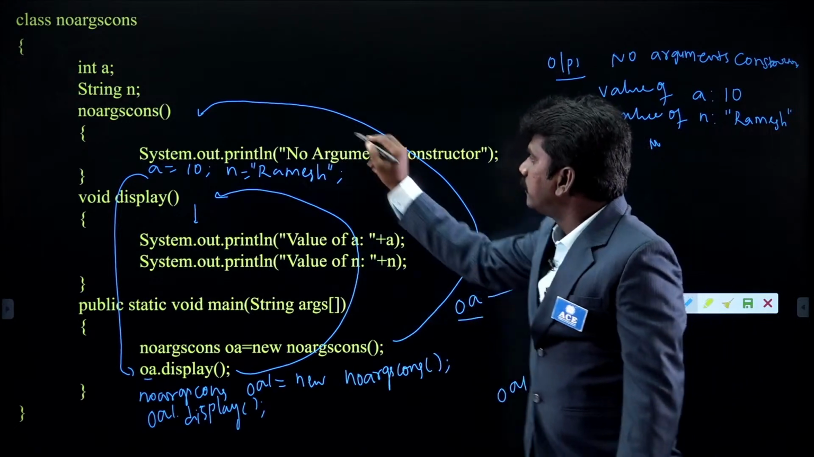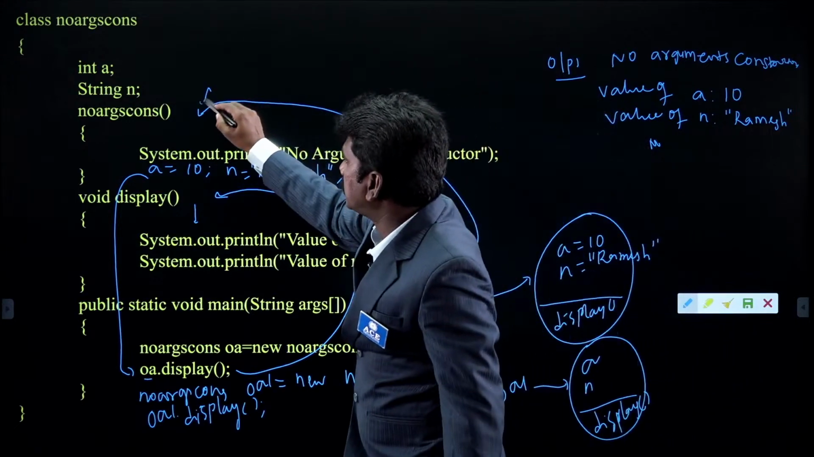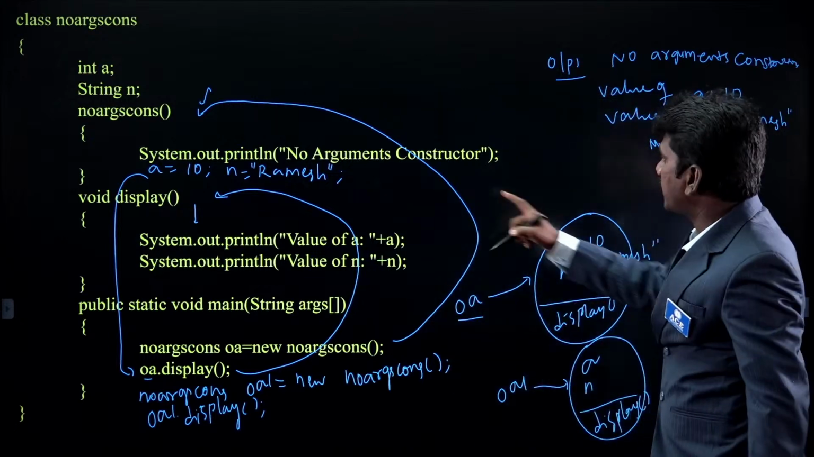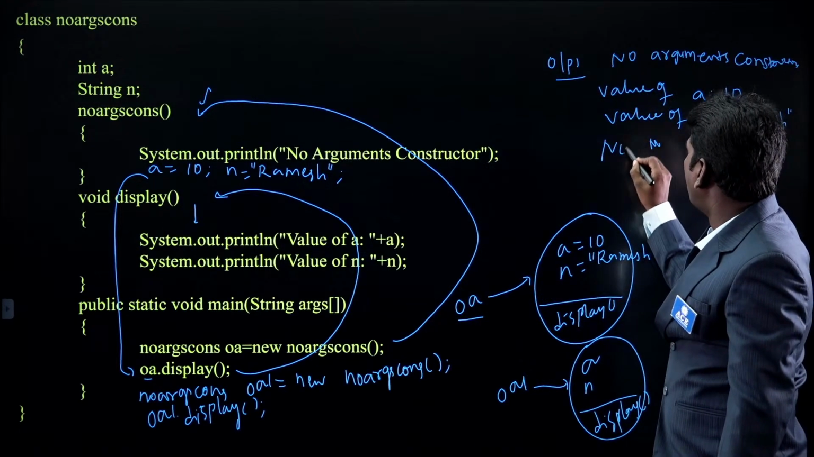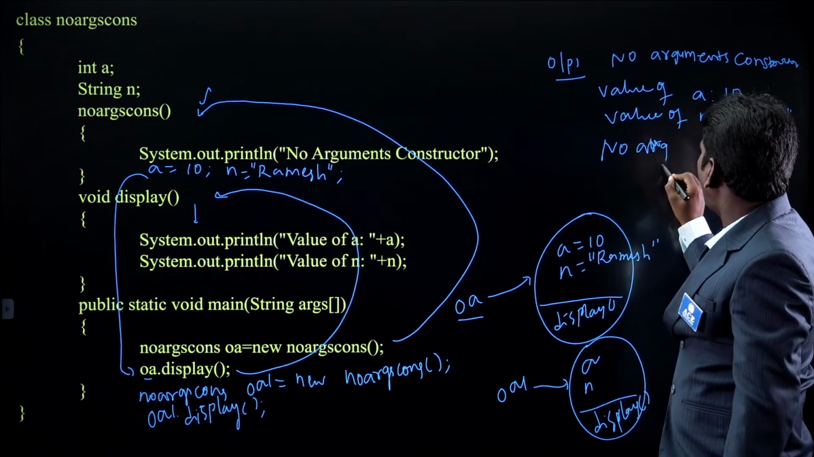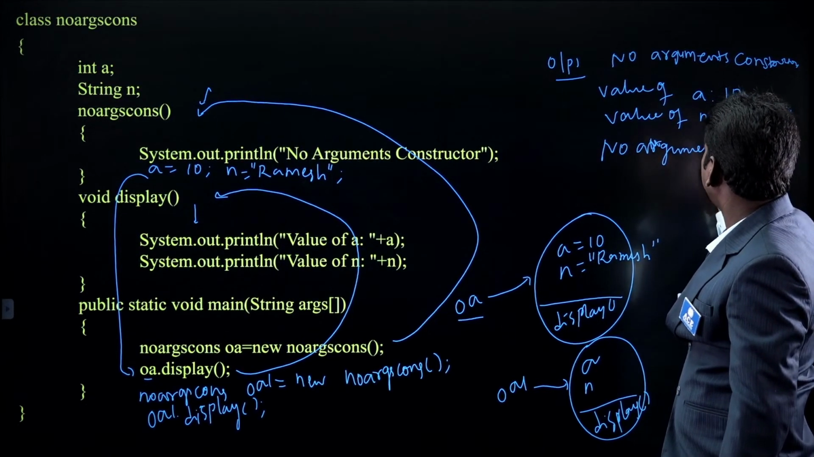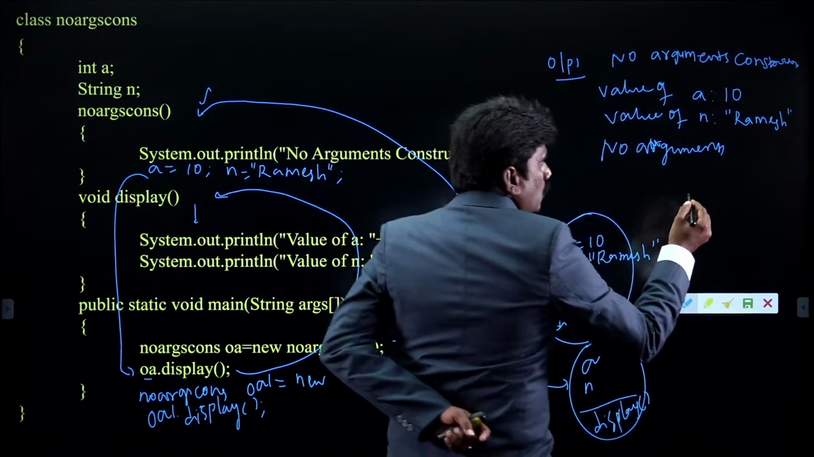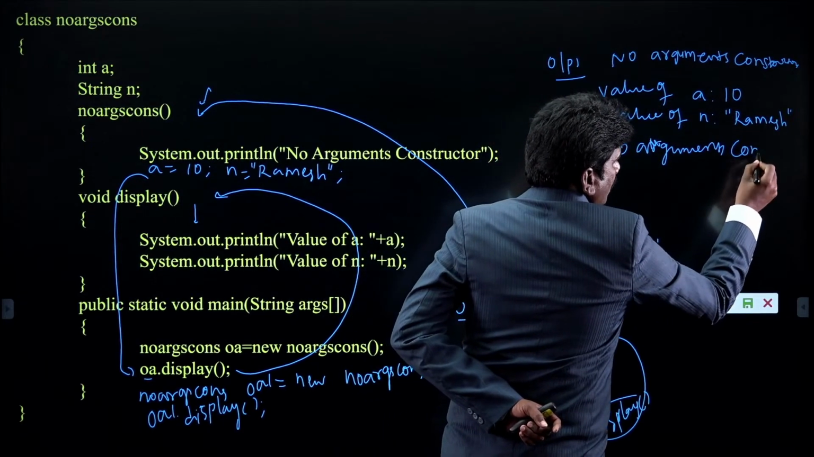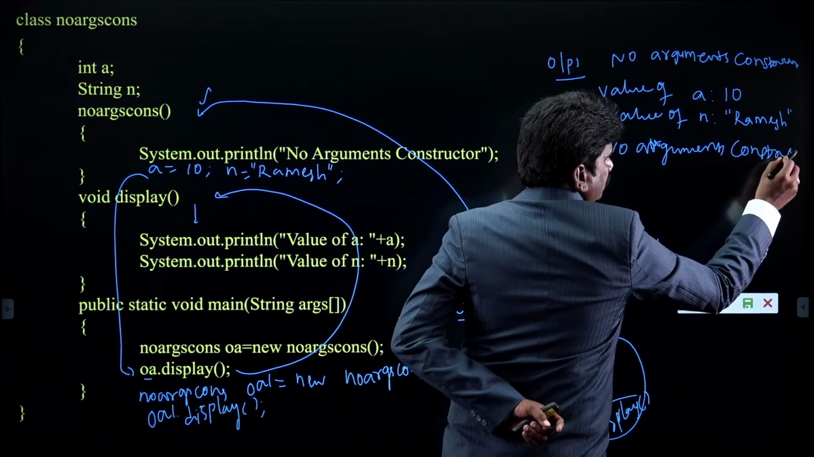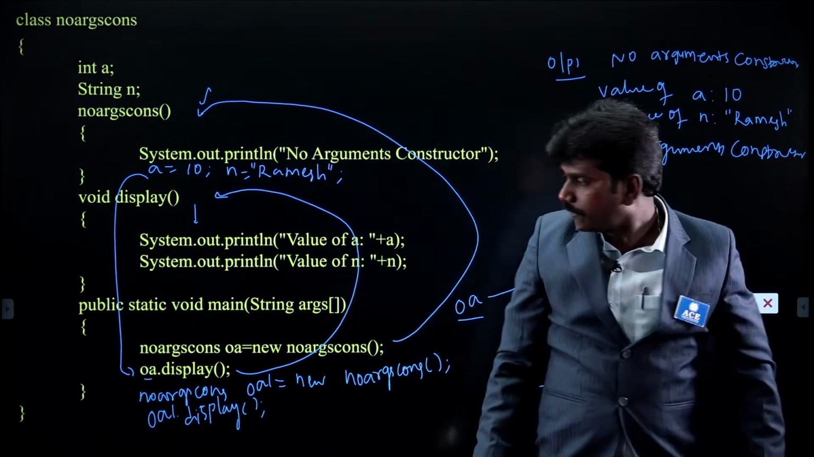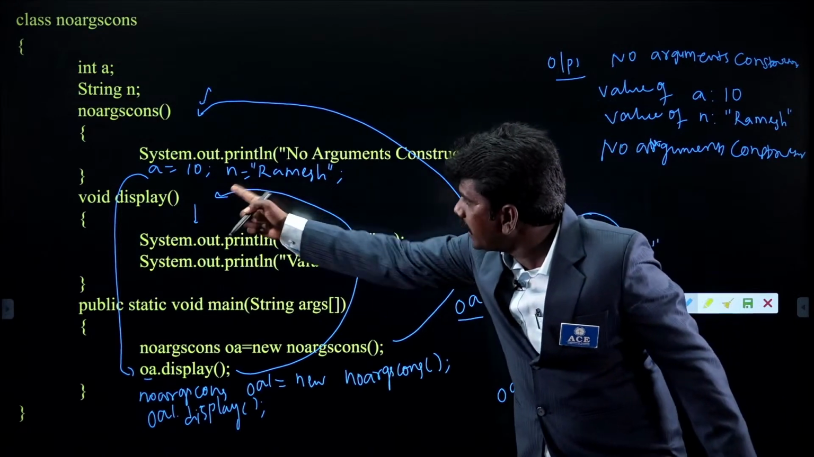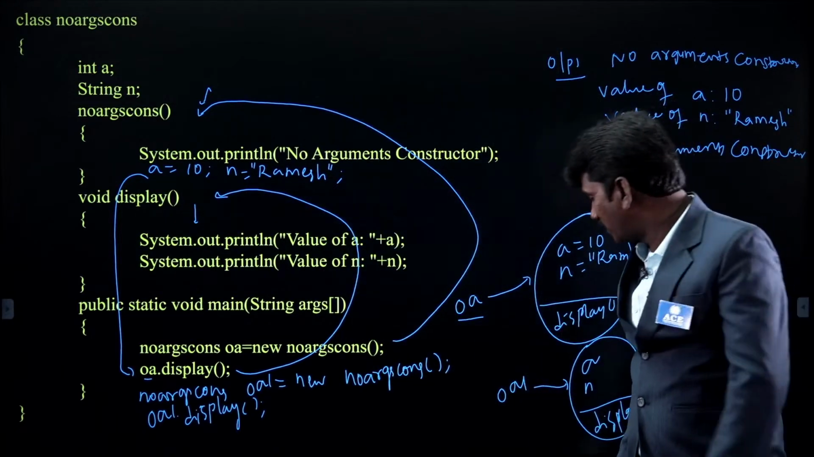While creation of the object itself, the constructor is going to be executed. Once again, the constructor is going to start executing. Means, what is the first line? No arguments constructor, that will be printed. And after that, what we have? A is equal to 10 and N is equal to Ramesh.